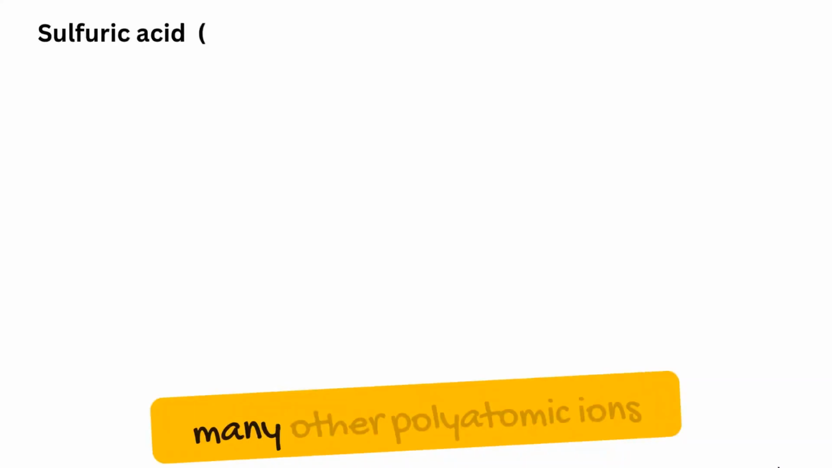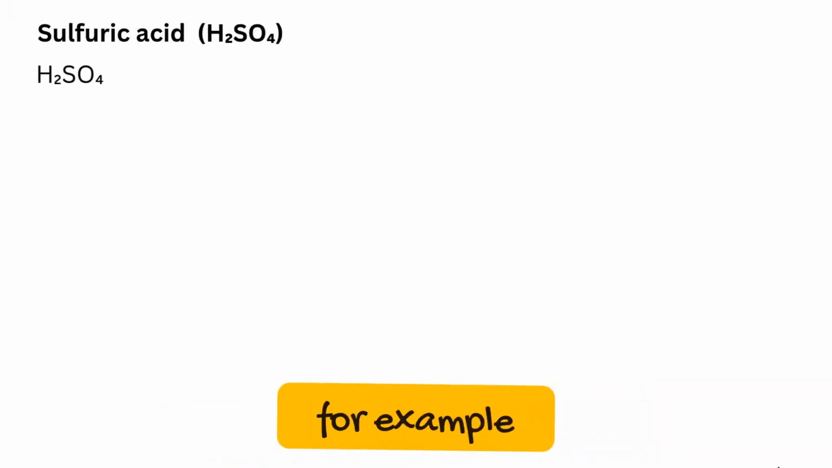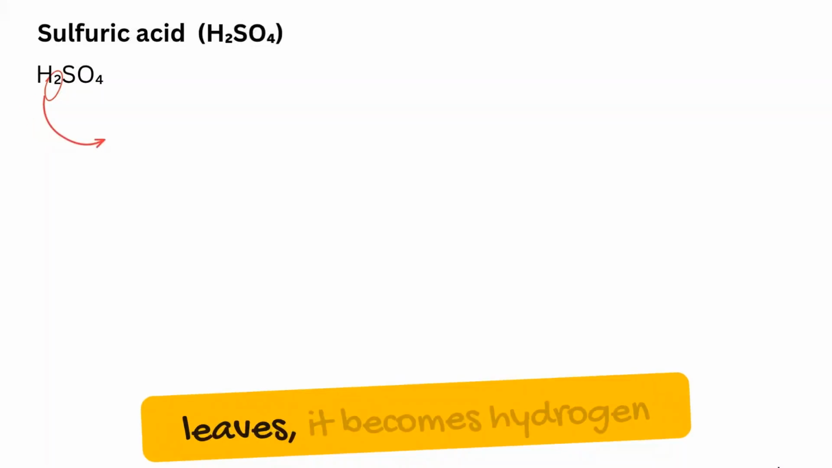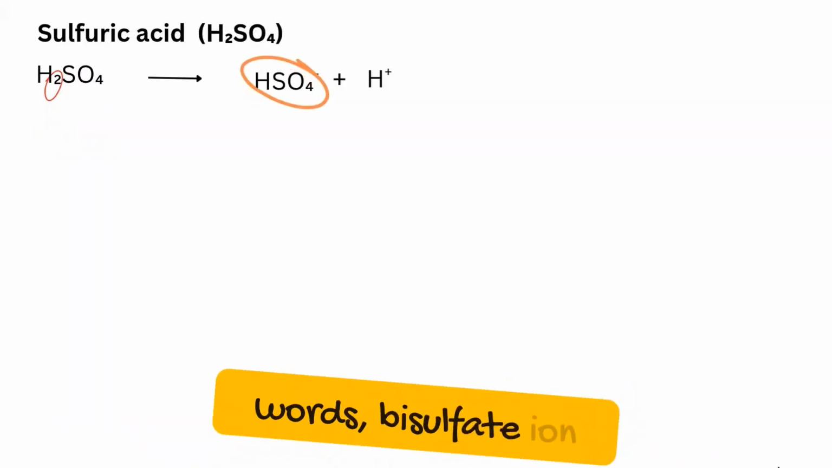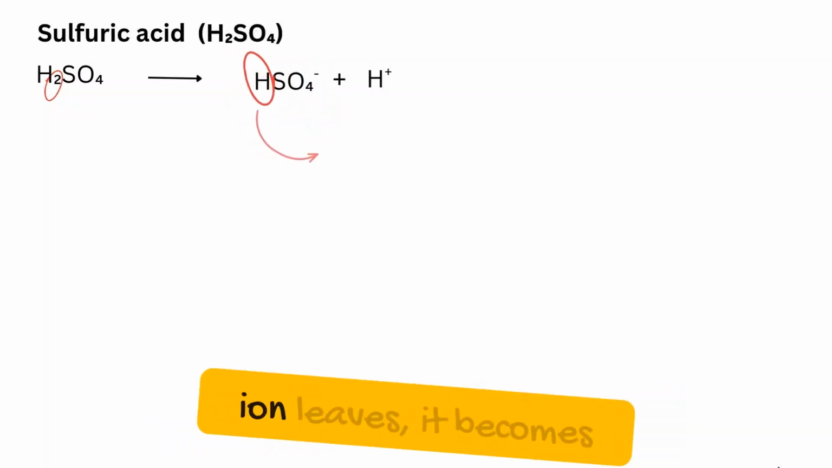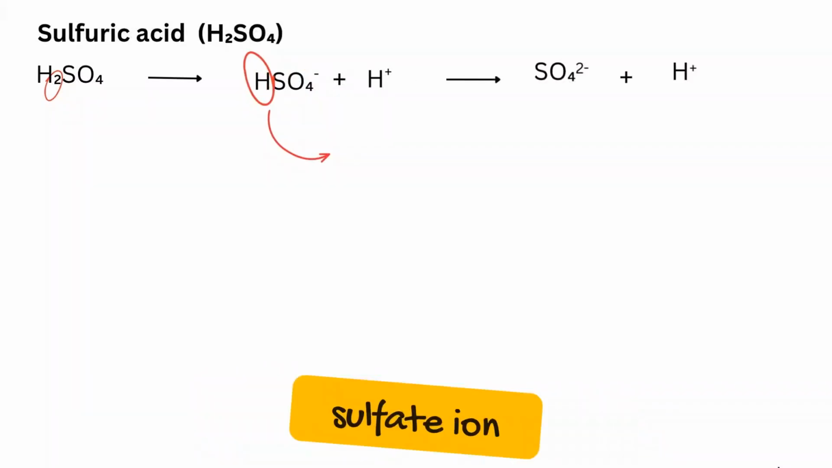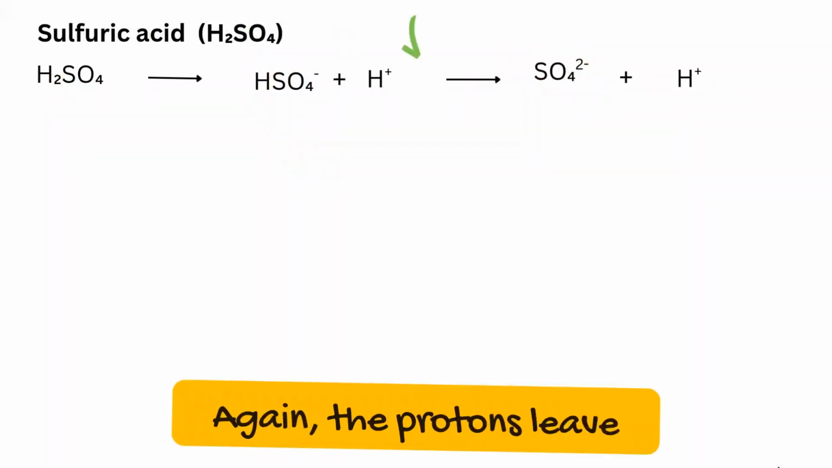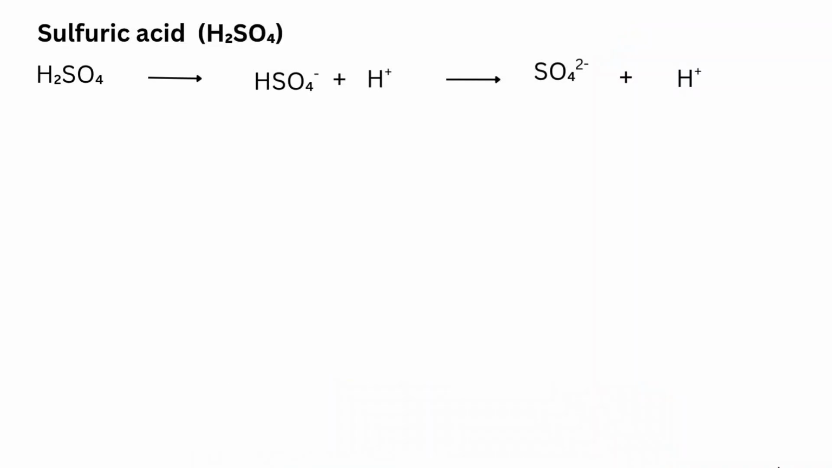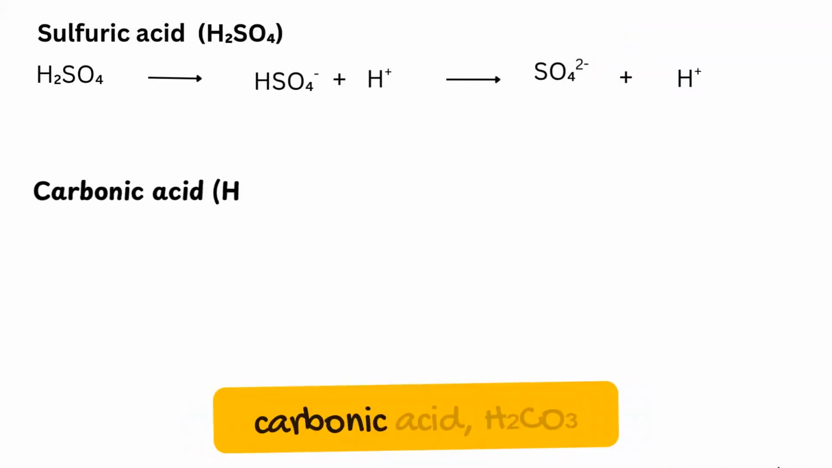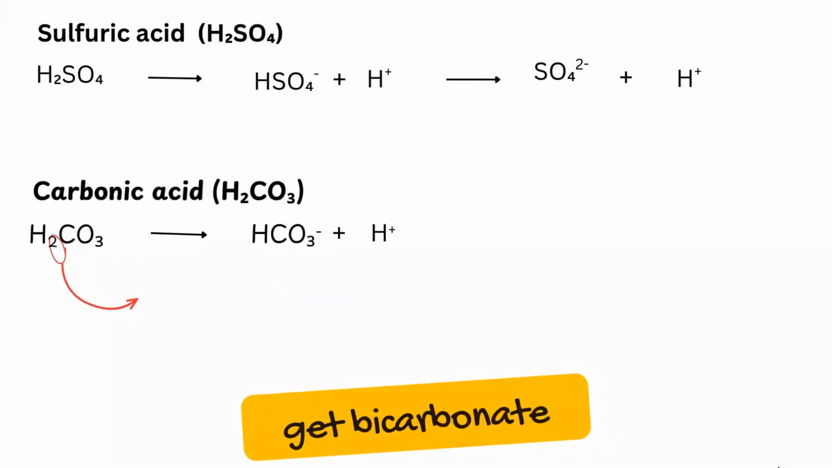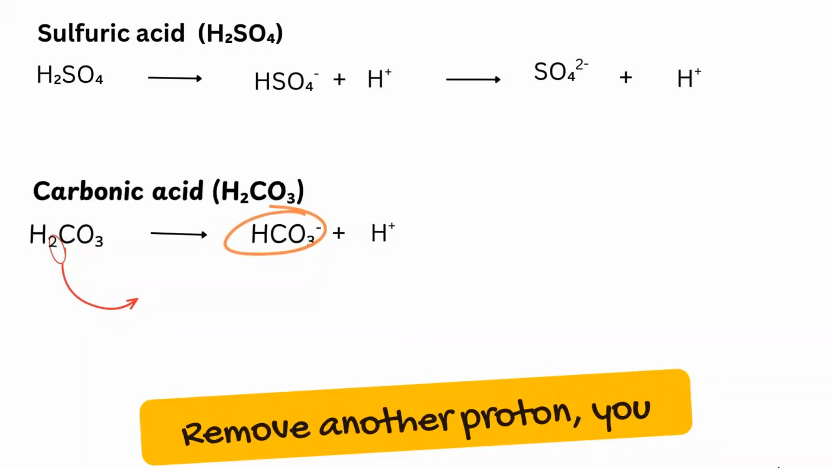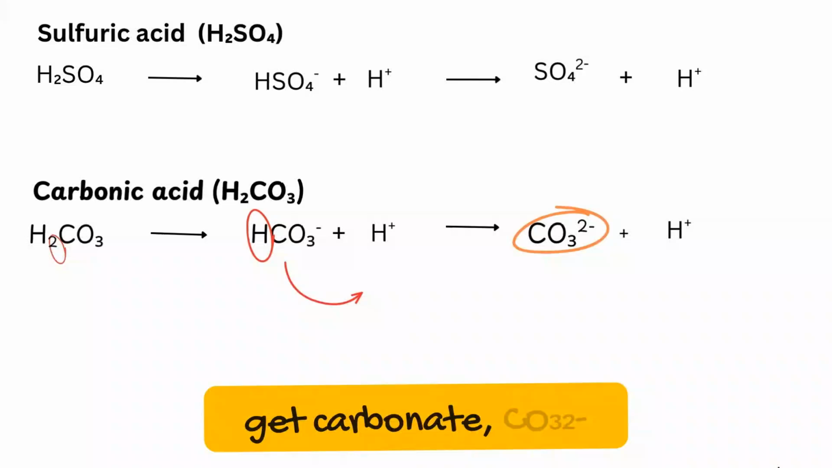This idea works for many other polyatomic ions. Let's take sulfuric acid, for example. When 1 hydrogen ion leaves, it becomes hydrogen sulfate ion, in other words, bisulfate ion. When the second hydrogen ion leaves, it becomes sulfate ion. Again, the protons leave. The electrons stay. The same happens with carbonic acid, H2CO3. Remove 1 proton, you get bicarbonate. Remove another proton, you get carbonate, CO3²⁻.